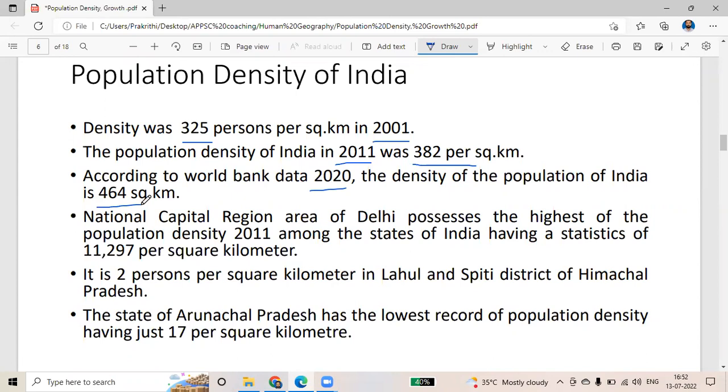Because we are the second largest country with population, and our area is almost 2 to 3% of the total world area. So area is less, population is more. We are the 7th largest country, but the second largest populated country. That is the difference.